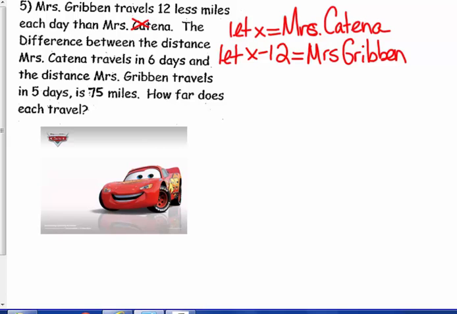The difference between the distance Mrs. Katina travels in 6 days. Mrs. Katina, she's the x. In 6 days, so 6x. And difference means subtract. And the distance Mrs. Gribben travels in 5 days, that's a quantity, so I do have to distribute this, is 75 miles. How far does each one travel? So it's distributing a negative, watch your negatives, and solve that and label.